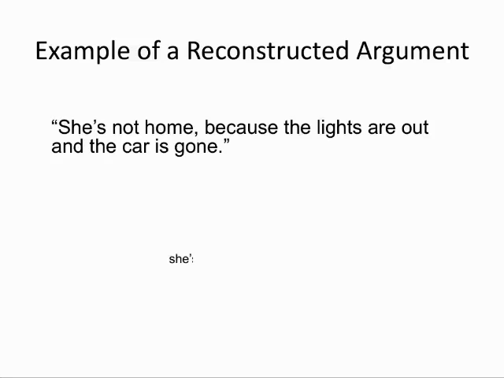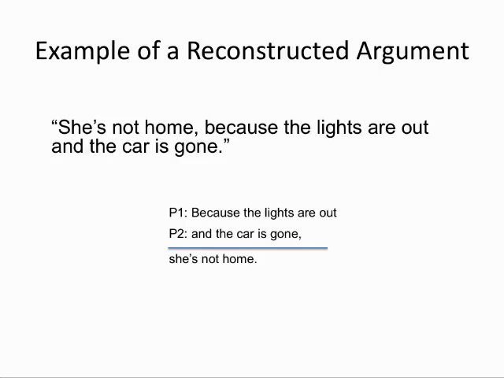The first thing we do is to identify the conclusion. Specifically, she's not home, and we draw our line. Then we place the supporting statements, that is to say, the premises, above the line. And as an option, we can add a conclusion indicator word, and voila! We've constructed the argument, or reconstructed the argument, I should say, in standard form.